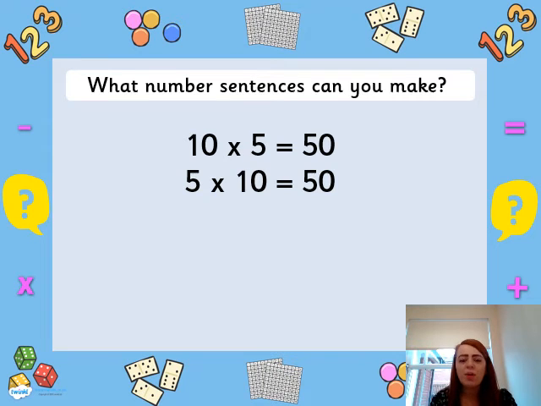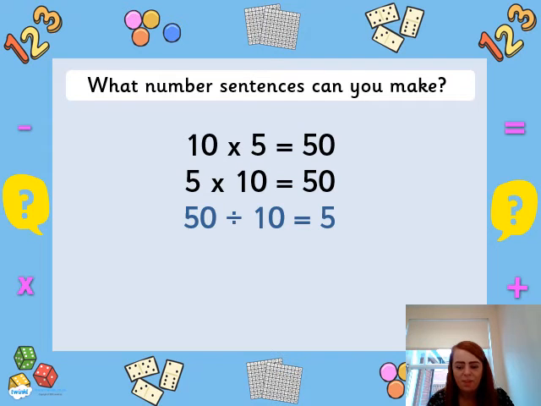Okay, so I've swapped the smaller numbers. I know that 5 times 10 equals 50. For my division, what do I need to start with? The biggest number. So 50 divided by 10 is 5. It's just the inverse, boys and girls.